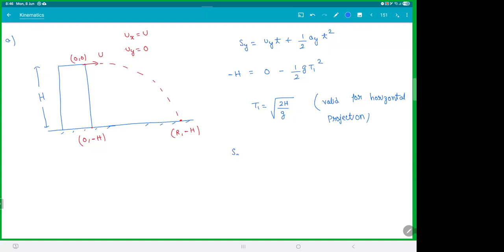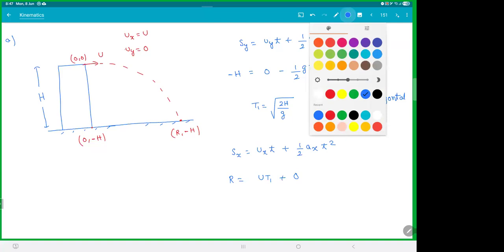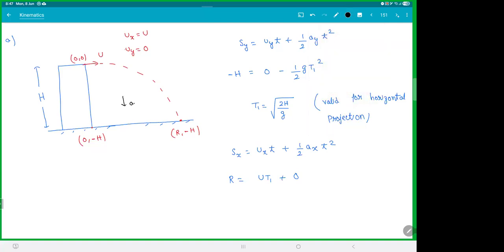What about range? sx is equal to ux t plus half ax t square. sx will be your range, the horizontal distance, ux is u, t will be your time of flight t1, and this term would be 0 because there is no ax. If you look at gravity, we have ay as minus g and ax is 0. So it's u into root over 2h by g. That's your range. All clear with this? Speed, we will talk about it.